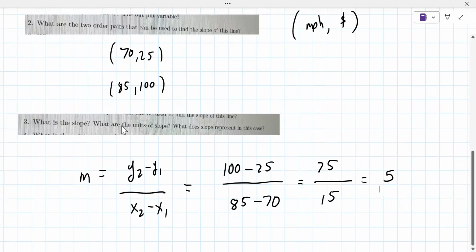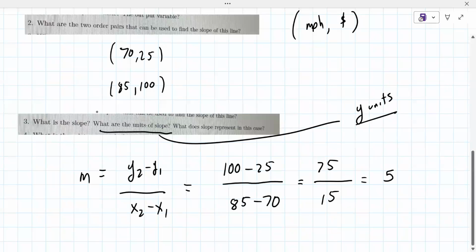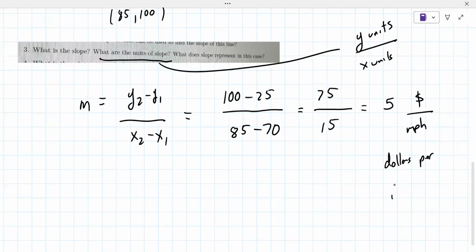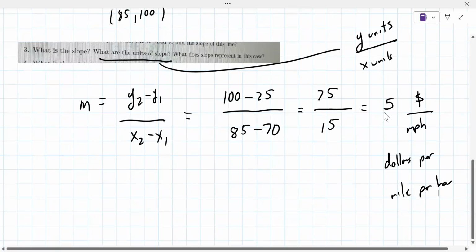Now the units of the slope come from the units in the ordered pairs. It's the y units over the x units. So it's dollars per mile per hour. Or it could be written, actually in your test, it's written this way, dollars per mile per hour. So one of the answer choices would be 5 on a multiple choice test with the wrong units potentially.